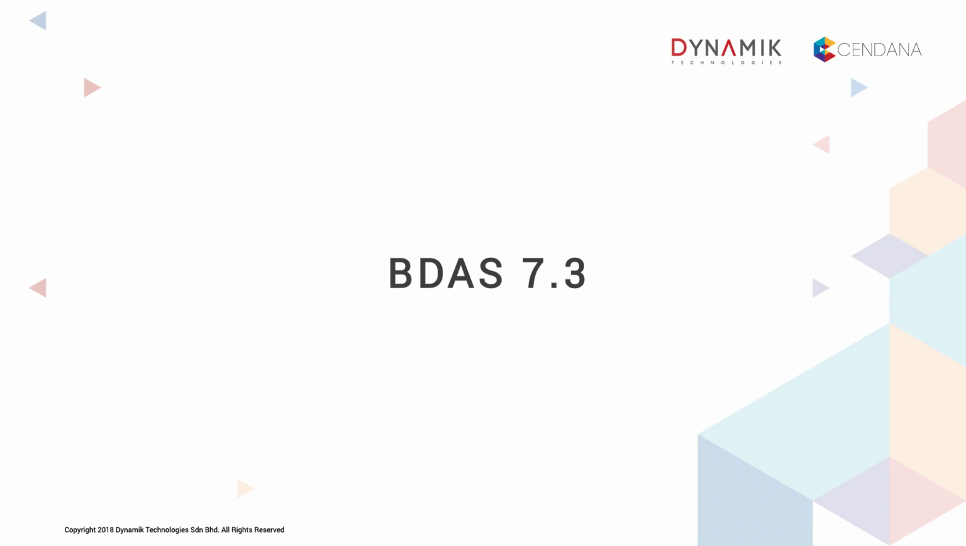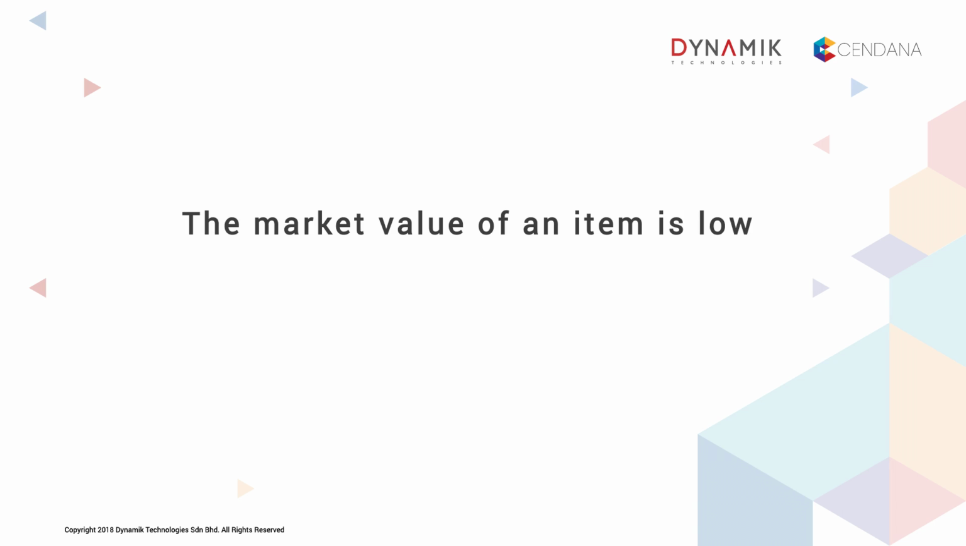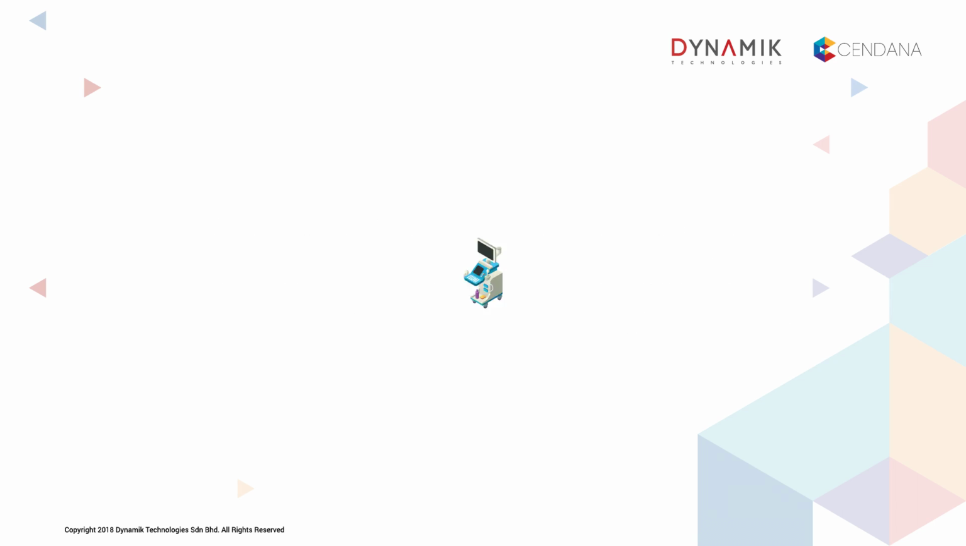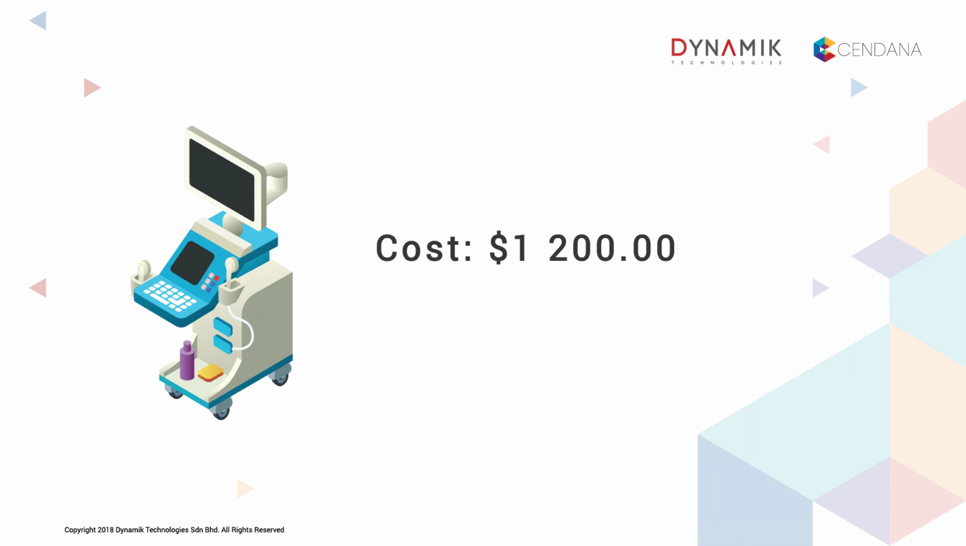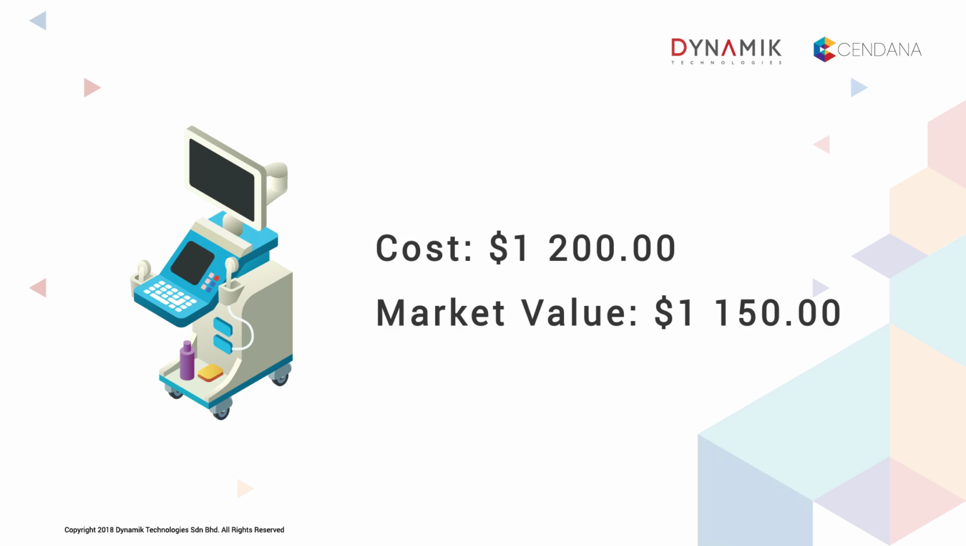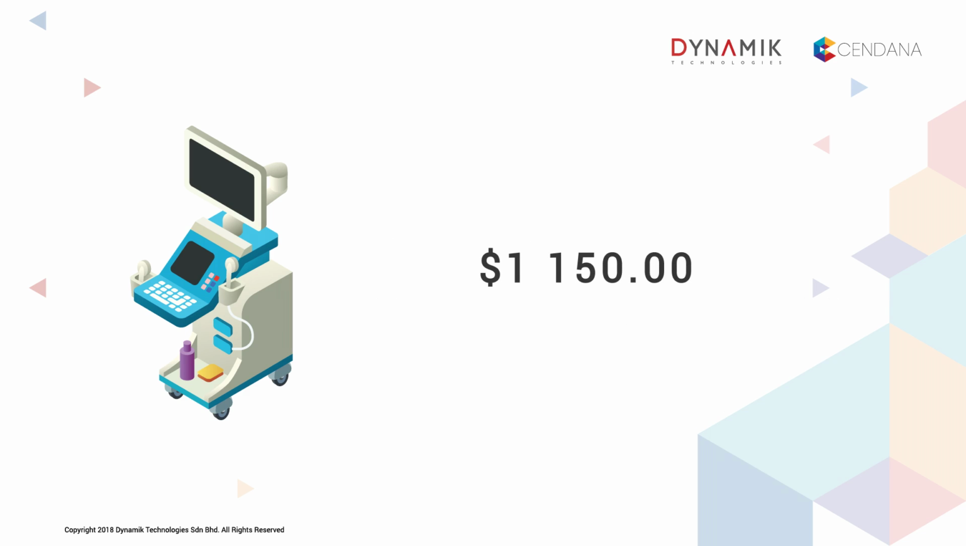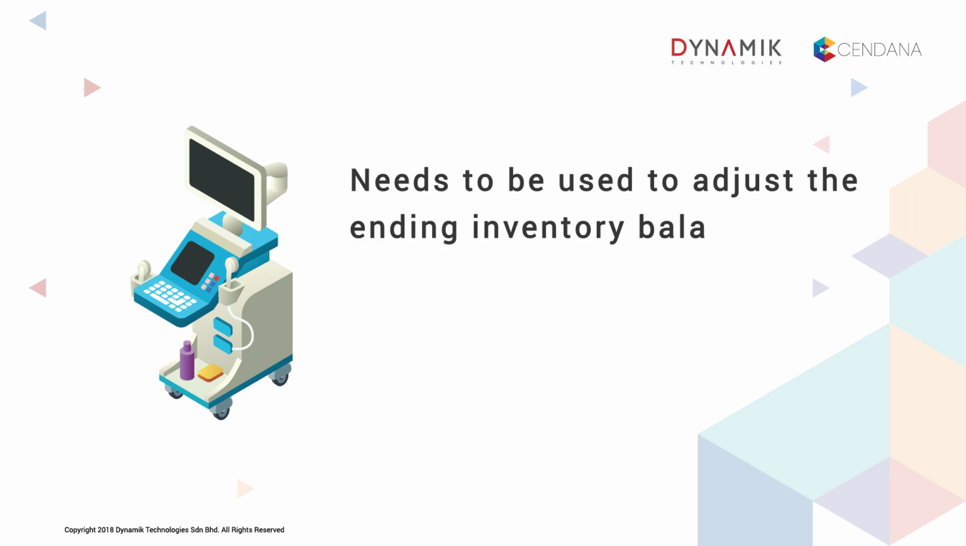Under BDAS 7.3 is the write-down of inventories where the market value of an item or items in aggregate is lower than its cost. The company has to reduce or write down the ending inventory balance. The scenario sample is as stated. The total cost of the diagnostics machine is $1,200 and their total market value is $1,150. So when applying the lower of cost or market rule to all inventory items, the market value of $1,150 needs to be used to adjust the ending inventory balance.